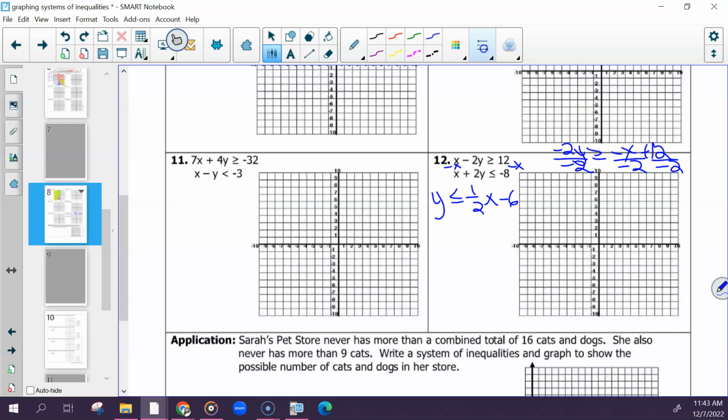I'll go ahead and graph that now. So start at negative 6. And you're going to go up 1 to the right 2 as many times as possible. Down 1, left 2, as many times as possible. This would be a solid line. Shaded below, which would be underneath here.